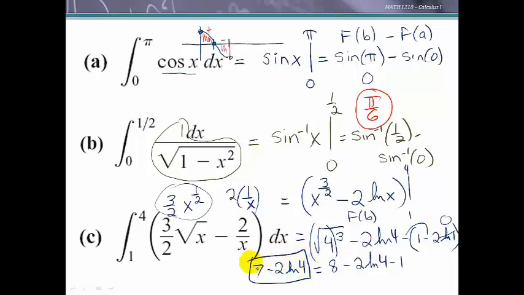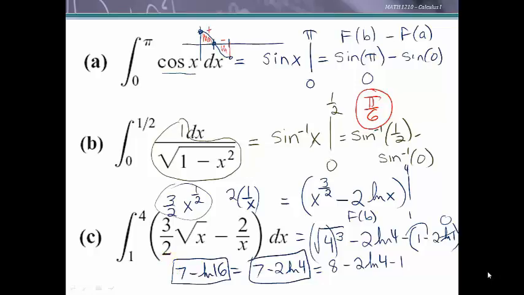And we should leave answers in exact form unless told to do otherwise. I wanted to make one more comment. This is correct. Maybe you looked at the back of some book for this answer and you saw 7 minus the natural log of 16. I'll have students come ask me questions like, I think I got it right, but the answer says it's this. So what if it says it's 7 minus the natural log of 16?